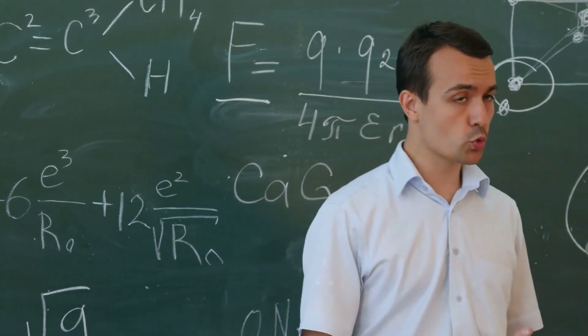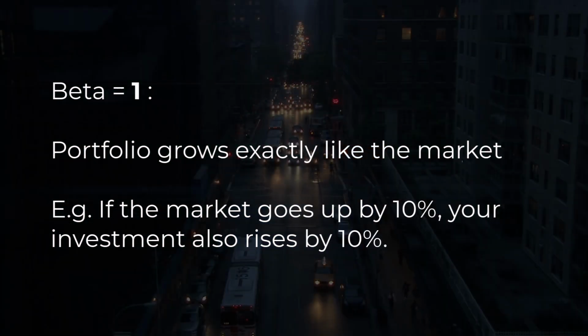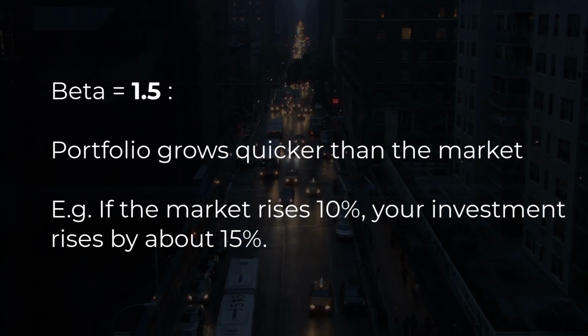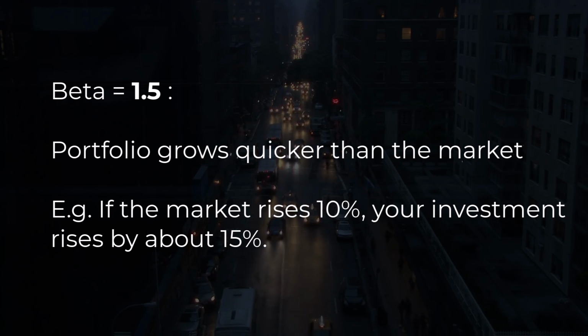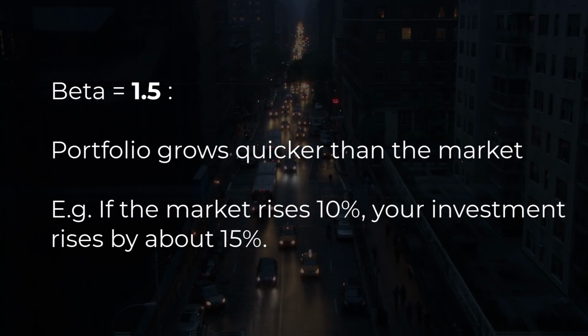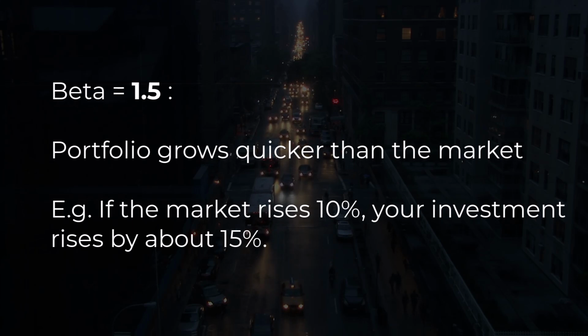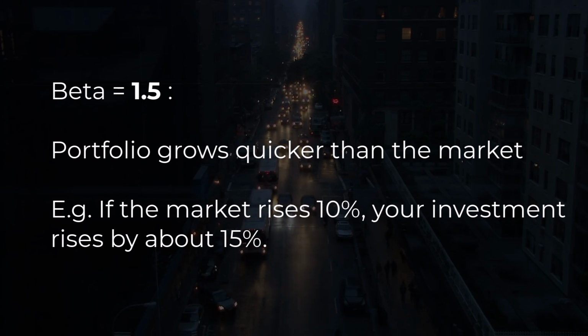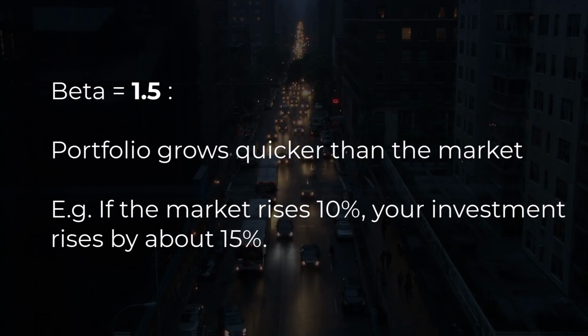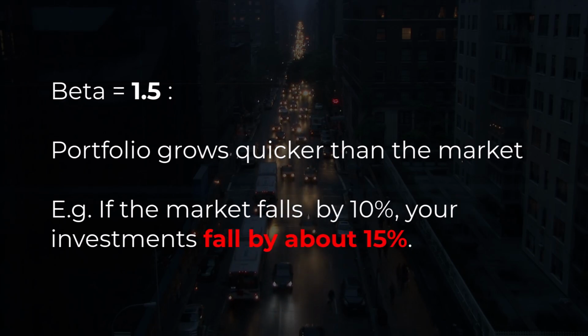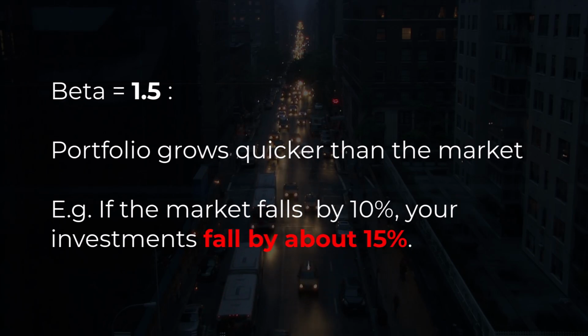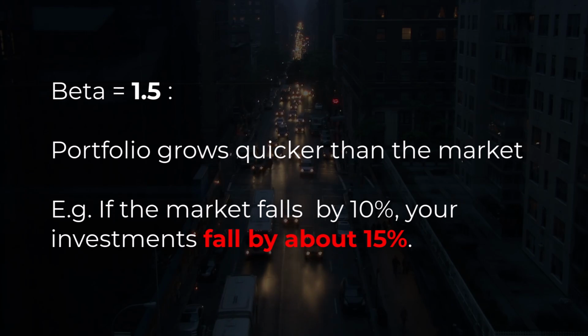Here's another simple way to understand it. If your investment has a beta of exactly 1, it moves exactly with the market. So if the market goes up by 10%, your investment also rises by 10%. If the beta is greater than 1, then your investment moves more than the market. A beta of 1.5 means that if the market rises 10%, your investment rises about 15%. But it also means that if the market falls by 10%, your investment also falls by about 15%.